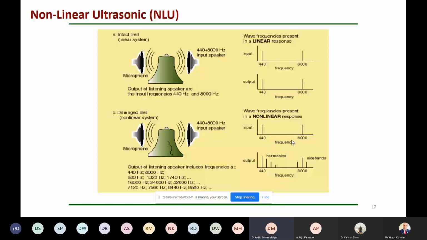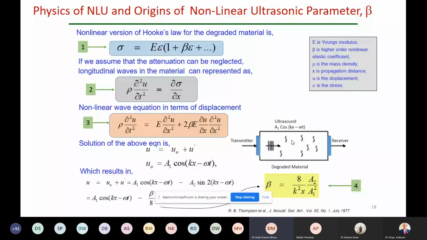So don't bother about the full mathematics. I'll just give you a glimpse. The first equation is the basic Hooke's law, but I have expanded it in series expansion. Beta is the higher order, up to second order, the second order elastic coefficient. I have just expanded Hooke's law in series expansion.